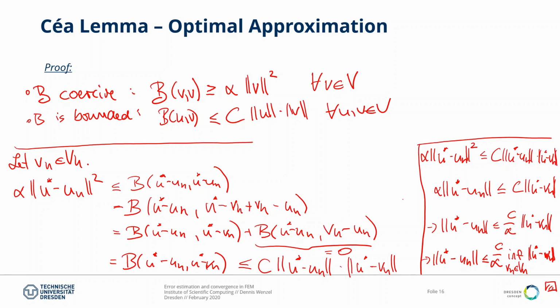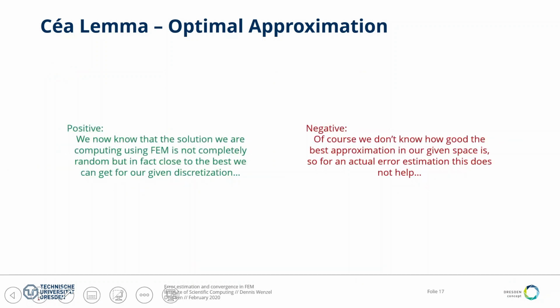So what we now know is, we have even proven it, Céa's lemma is true. The finite element solution that we're computing is almost the best we can do in our given discrete space. That's pretty good, but on the negative side, as I mentioned before, we don't know what the best approximation in our given space is. So for an actual error estimation, if we don't know the exact solution, this does not really help.